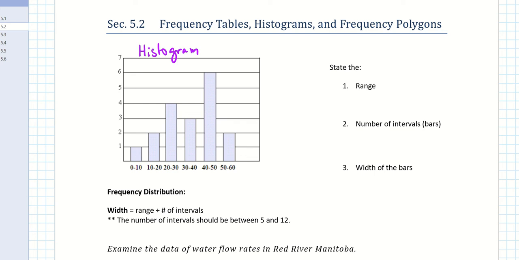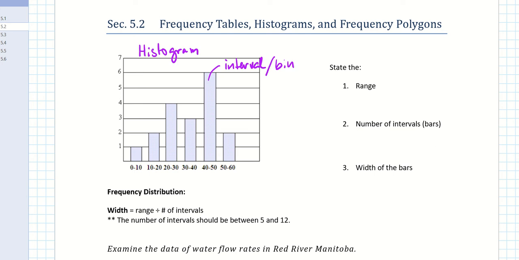So this is what we have here. We have intervals instead of just single values. So that's what a histogram is. It's kind of like a bar graph, but instead of, again, single values, we have intervals. So each bar here is an interval of values. Sometimes we also call this a bin because it's like a box that you put a bunch of different values in. Okay, so this is an interval or a bin.